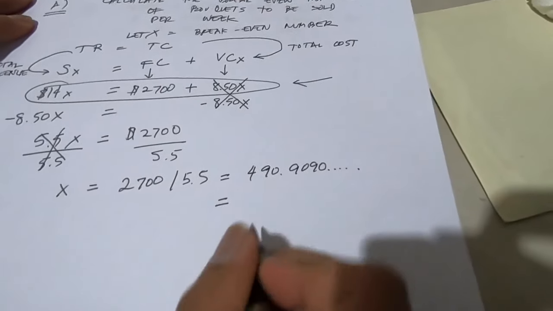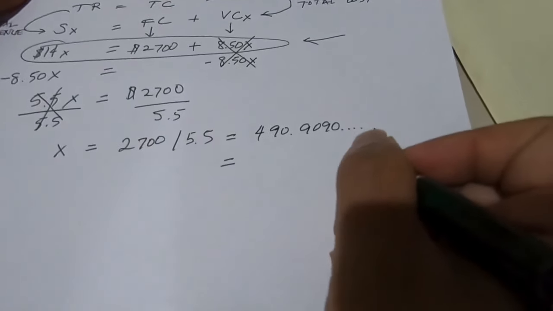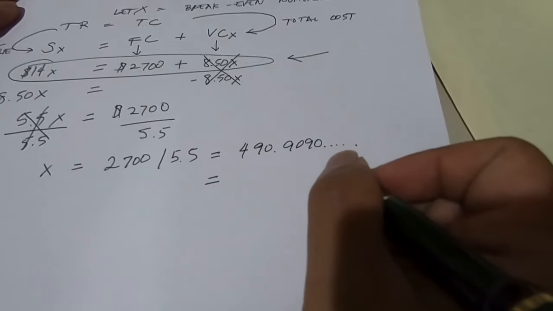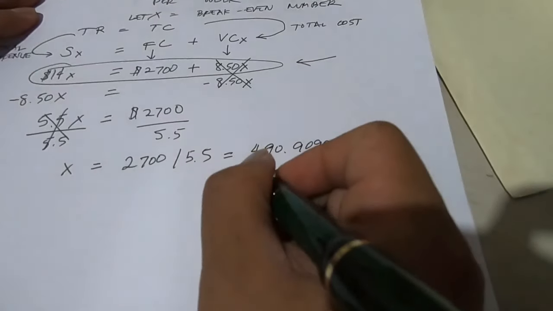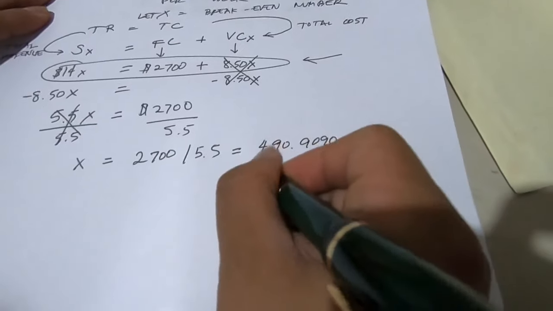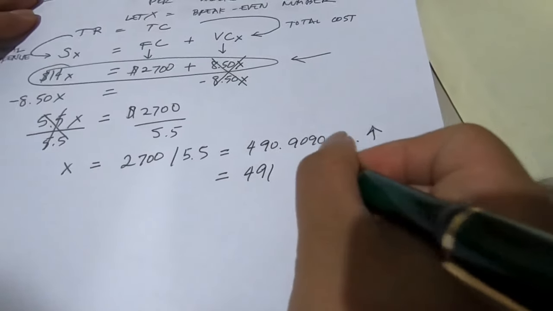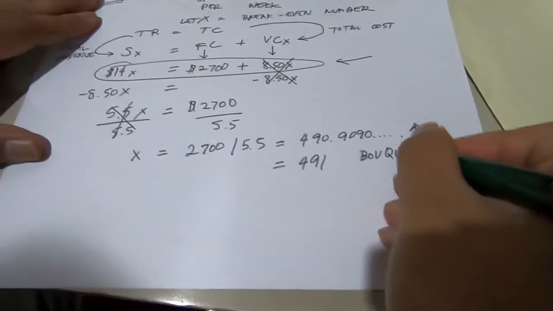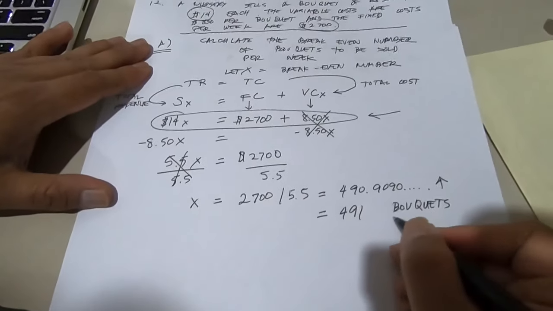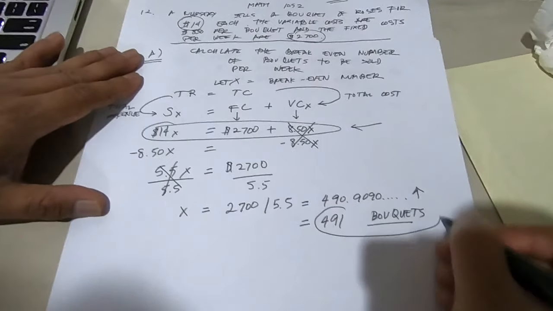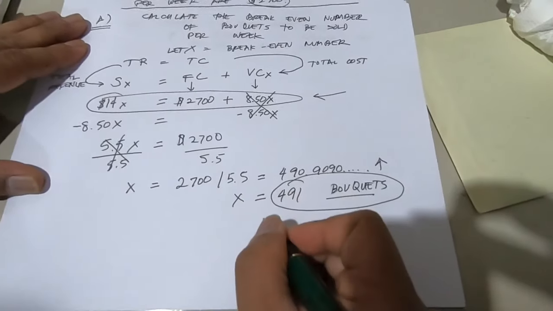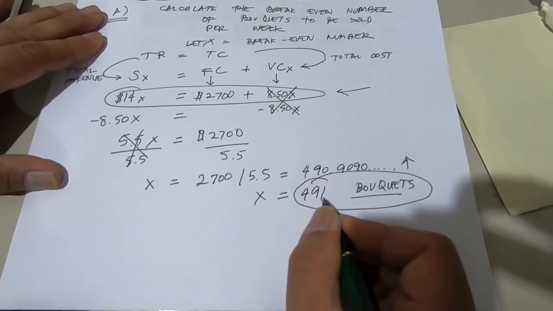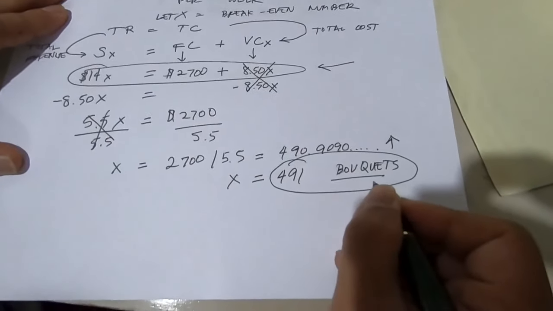You also know that the rule in rounding the break-even number is to round up, not to round down. So that will be 491 bouquets. It's important to also give what the units are. So this is the complete answer. The break-even X, or the break-even number, is therefore 491 bouquets.